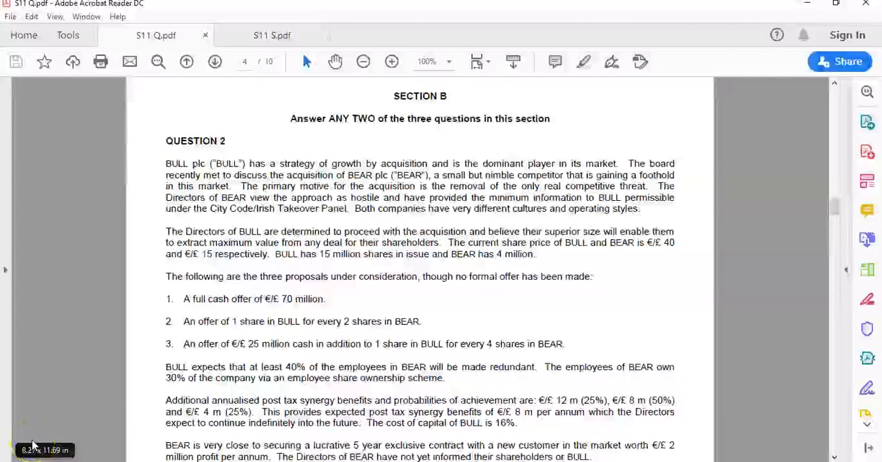In this recording, we're going to look at Summer 11 question 2, focused particularly on mergers and acquisition calculations, the valuation of synergies and the allocation of those synergies to the acquiring shareholders and the disposing shareholders. Note, this question is also available in your strategic finance and mergers and acquisition notes. So if you can't get the Summer 11 paper, it's available there as well.